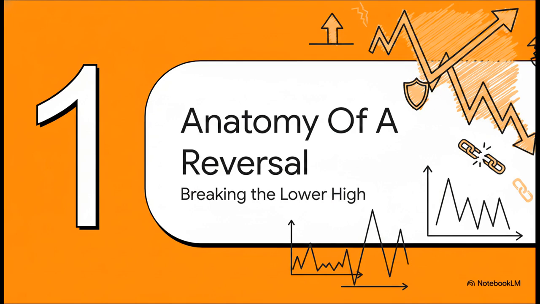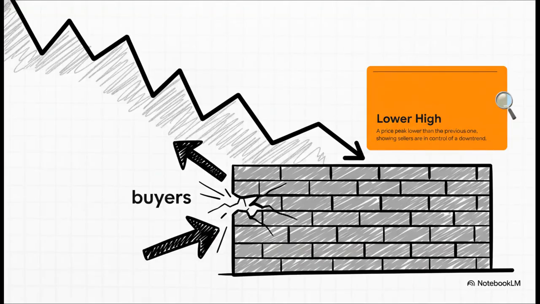Part 1, anatomy of a reversal, breaking the lower high. Okay, so to really understand a reversal, we first have to understand the structure of a trend, right? A lower high is simply a peak in price that's lower than the previous peak. It signifies a continuation of a downtrend where the sellers are firmly in the driver's seat. You can think of these lower highs like a structural brick wall built by the sellers. As long as that wall holds up, the trend just keeps on going. But the moment buyers finally generate enough momentum to smash through that wall, control has completely shifted.